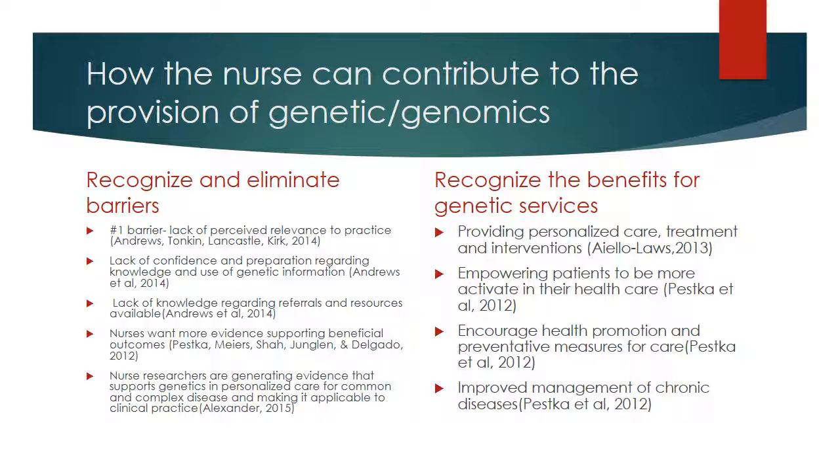clinical practice. Another thing that nurses can do to contribute to the provision of genetics and genomics is recognize the benefit of these services. They provide personalized care, treatment, and interventions, empower patients to be more active in their care, encourage health promotion and preventative measures for care such as screenings, and like I said before, it's important in the management of chronic diseases.